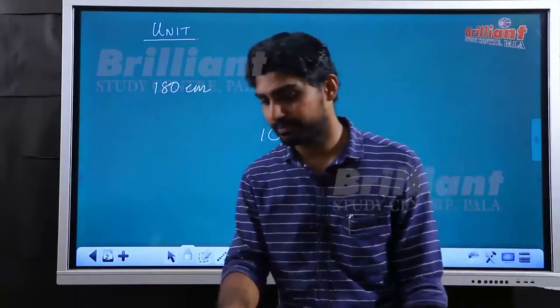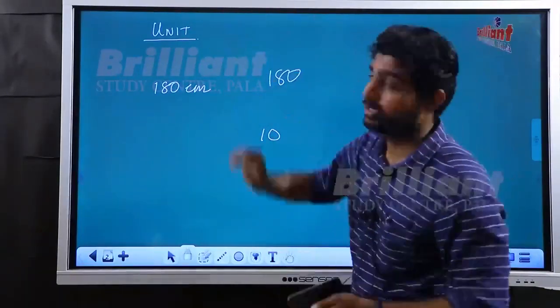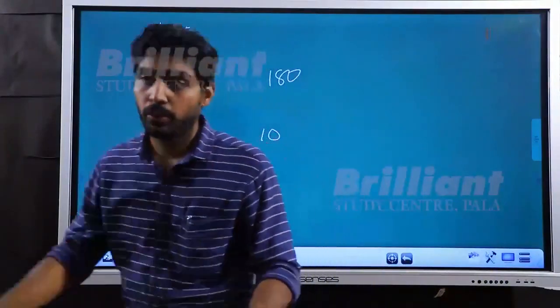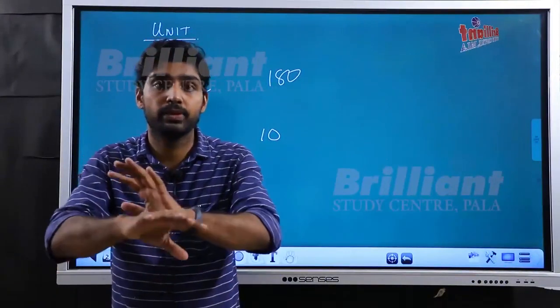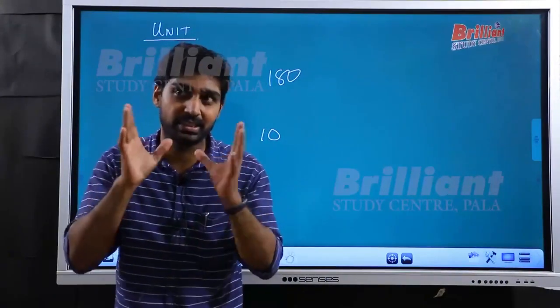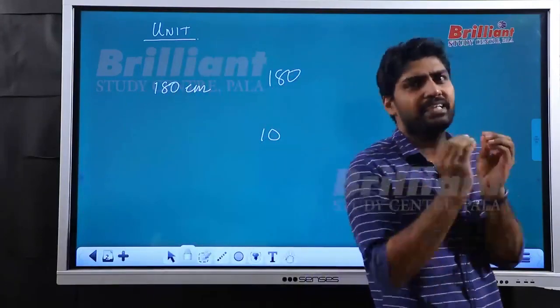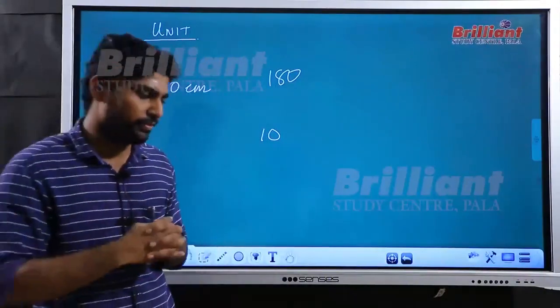I can say the size of this phone is definitely smaller than this board. The area of this phone is definitely smaller than this board. We can compare the size of many objects that are visible to us like that. Suppose I want to compare the size of a bacteria and a virus.